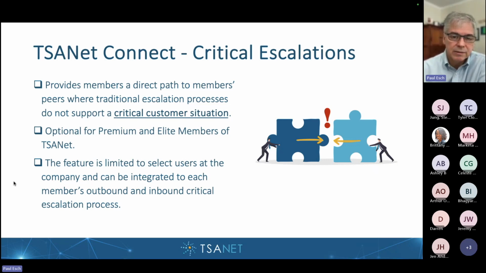We have a best practices document that highlights what your internal setup should be in order to onboard into this, because it is a limited access group, right? It's not all your engineers who have access to this, and it's not all members. It would be your critical escalations team that's dedicated to working on these types of issues. This was new last year, and we've been starting to onboard our board member companies into this. So if you're a premium and elite member and you do have a critical escalations team, the action would be to reach out to me on that.